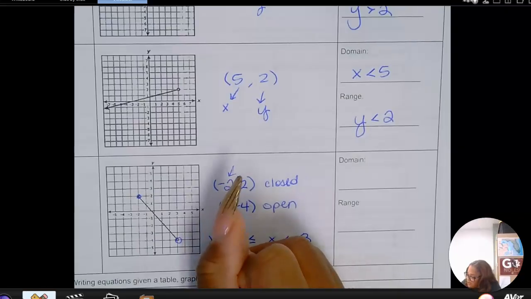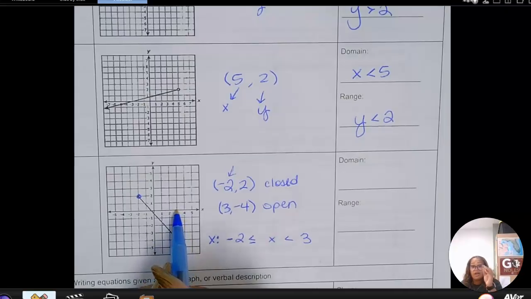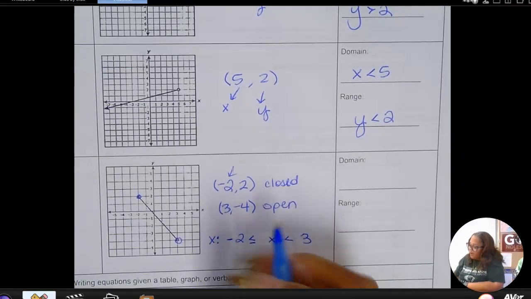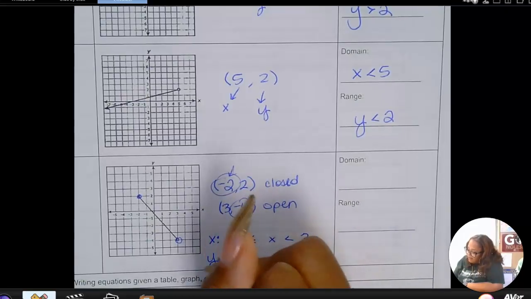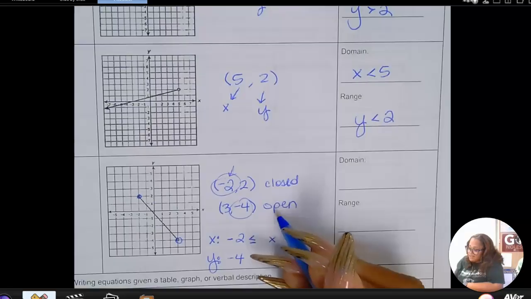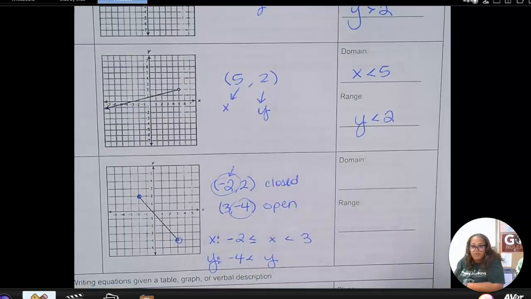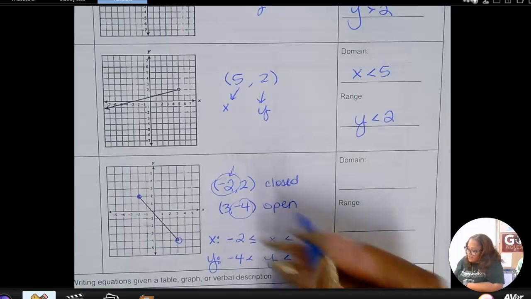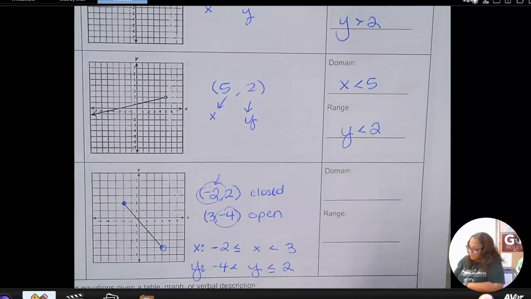So these are all of my potential x values. I can have -2, -1, 0, 1, 2, and 3, but I cannot necessarily include 3. I just can go up to 3, so that's like 2.99. Then my y values, my lowest y value is -4, but this is an open circle, so now I will use less than. -4 is less than y, which is less than or equal to my highest y value, which is 2. So this is how these will be done.